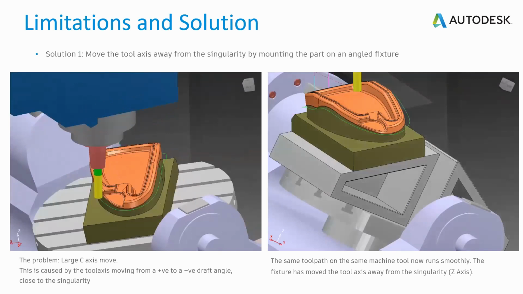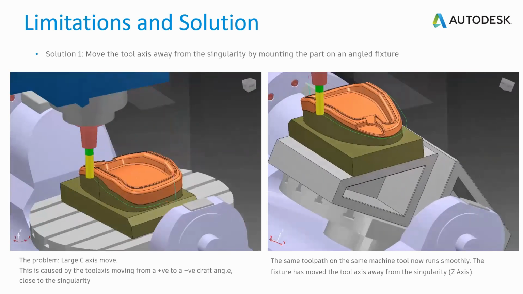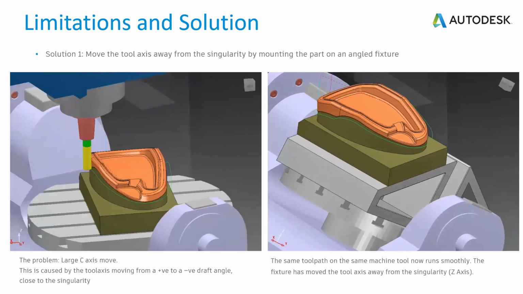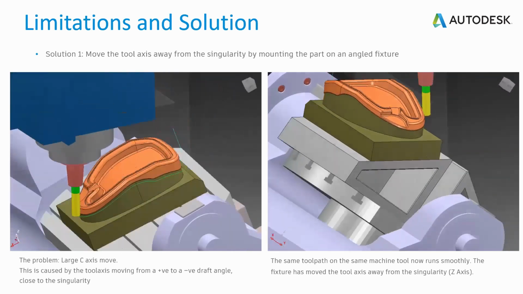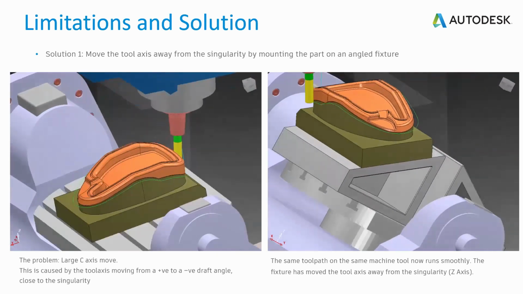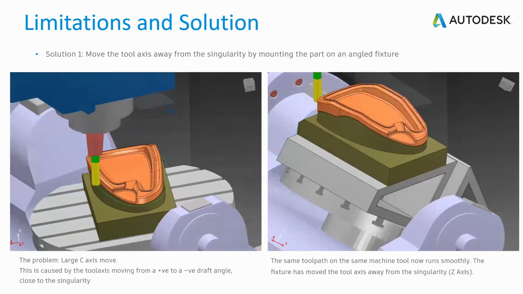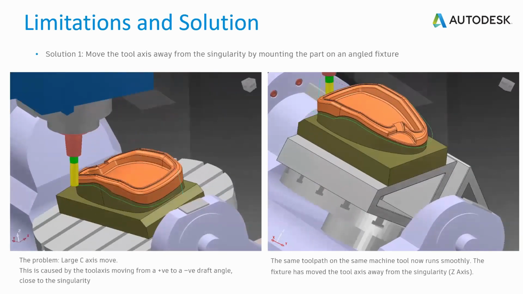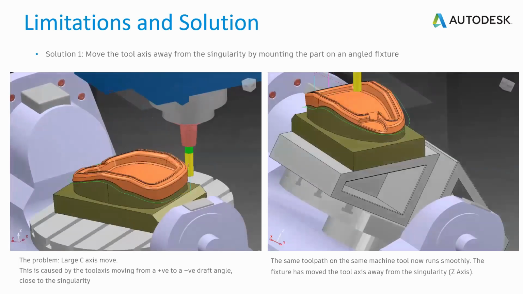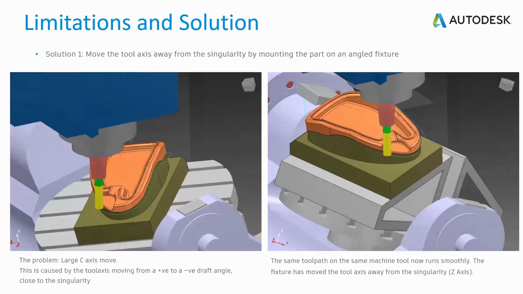In the first method, we place the part over an angular fixture to move the tool axis away from the singularity. Now, from the video on the right, you can see the machine tool runs smoothly without any rapid accelerations in the C-axis motion. This solution can be derived with the same machine tool and the same toolpath strategy without changing any of the parameters.